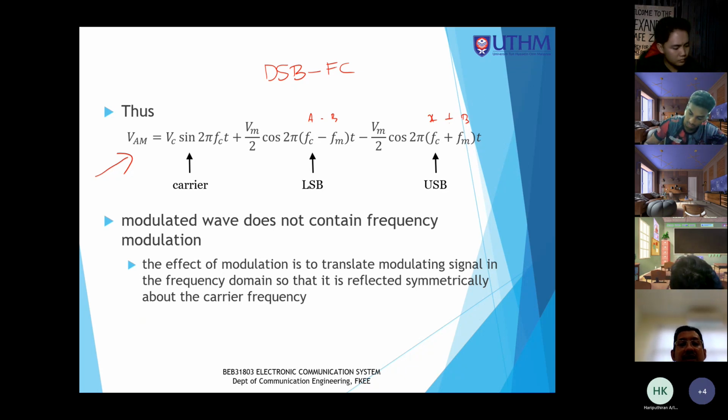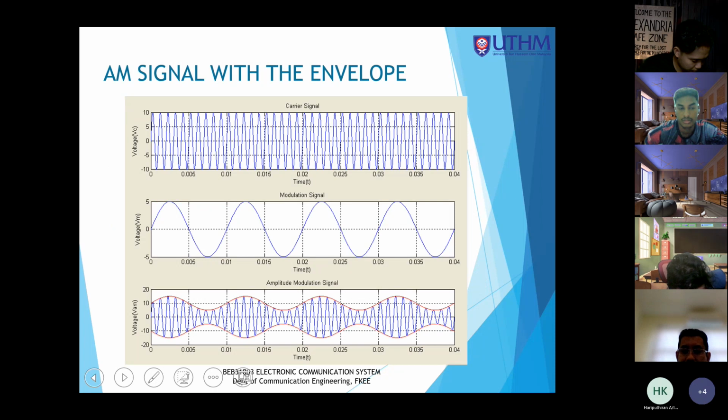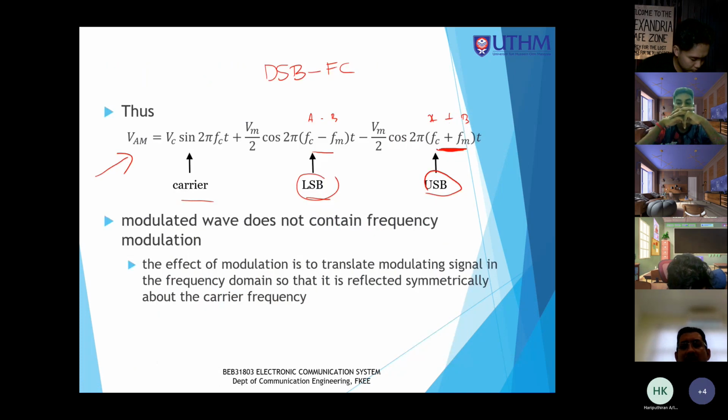Basically AM akan ada double sideband full carrier, dia akan ada 3 komponen. Carrier component, lower sideband. Kenapa lower sideband? Kerana dia adalah frekuensi yang lebih rendah. Manakala ini adalah upper sideband. Kenapa upper? Kerana dia berada di atas, dia lebih tinggi. So there are 3 components here. Macam mana bentuk 3 komponen ini?